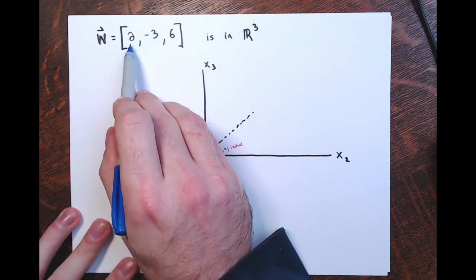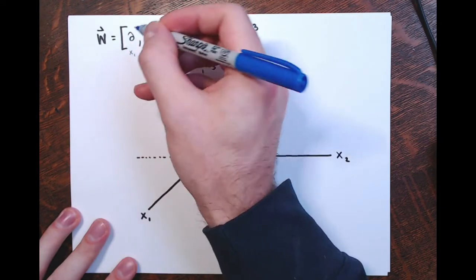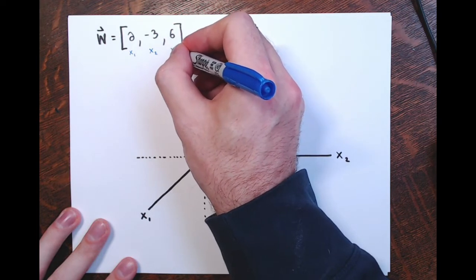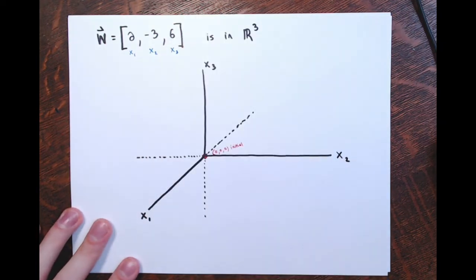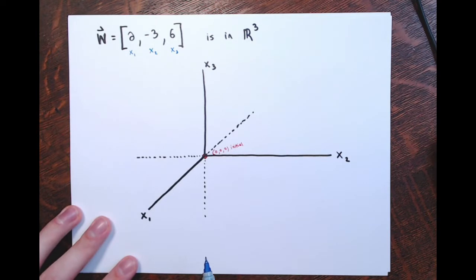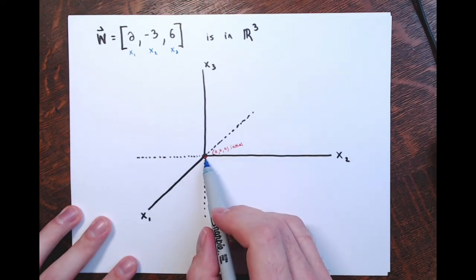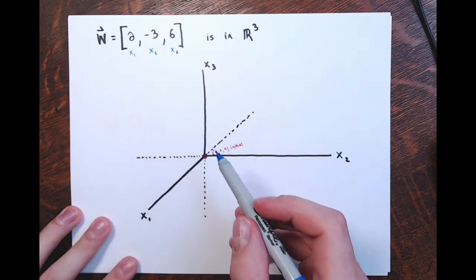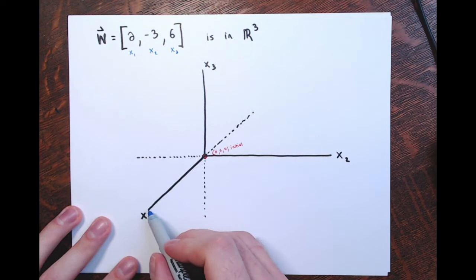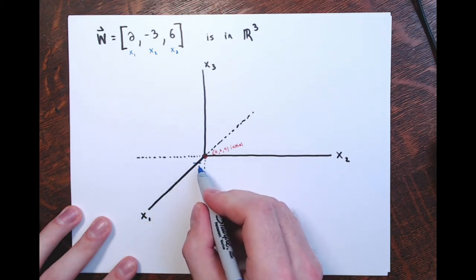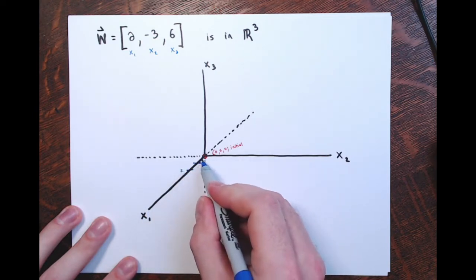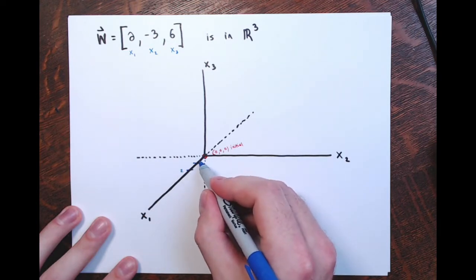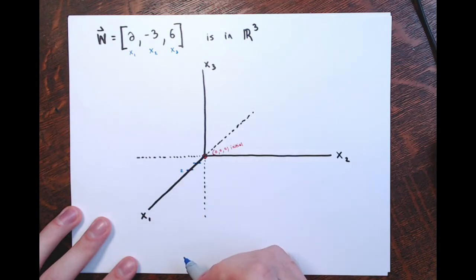Now, this first component is the x1 component. This second component will be the x2 component, and the third component will be the x3 component. And it tells me how to move from my initial point. All right, so if my initial point is the origin, this is saying move 2 units in the x1 direction. So that's the one here coming out of the page. So 1 unit, 2 units. Right, so I move 2 units in the x1 direction. You can't see it because it's on that solid axis.